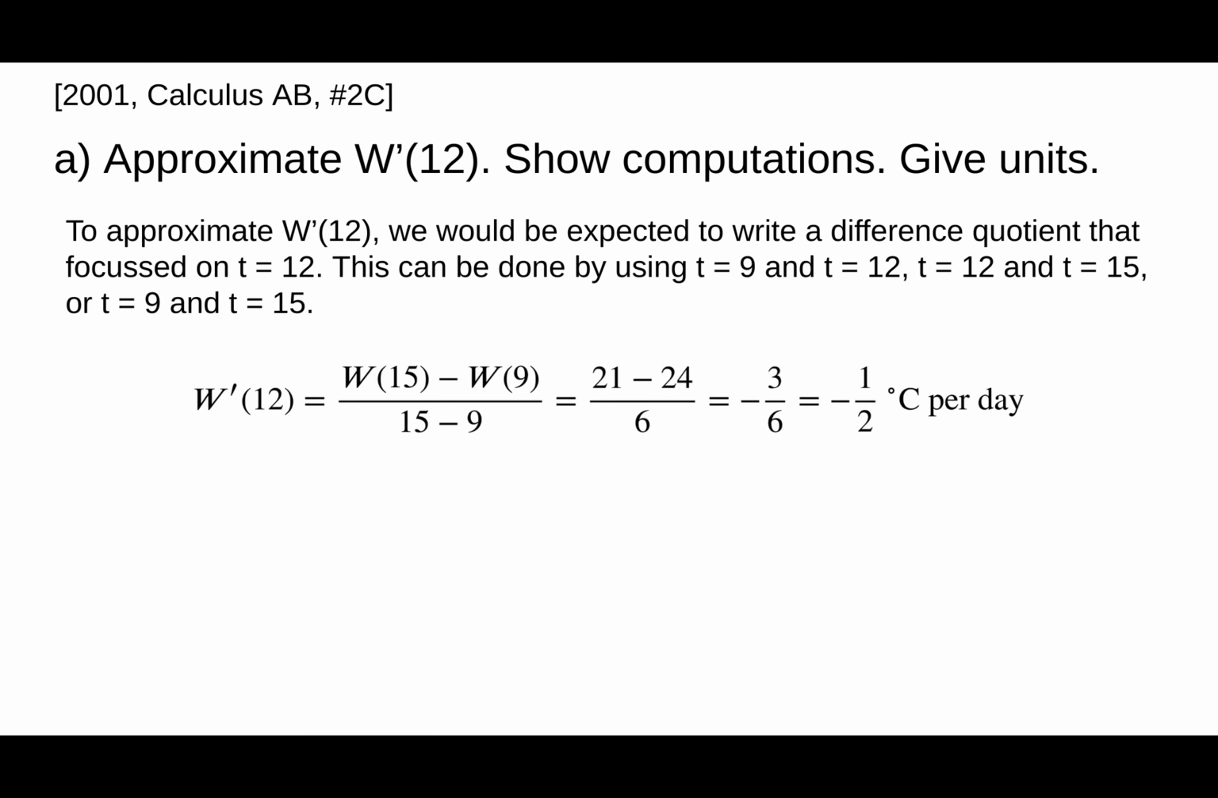So if we do that, I'll use 9 and 15 in this case. W prime of 12 is just the value of this difference quotient. W of 15 minus W of 9 over 15 minus 9. From the table, W of 15 is 21, W of 9 is 24, and 15 minus 9 is 6. So we get negative 3/6, which is negative 1/2 degrees Celsius per day.